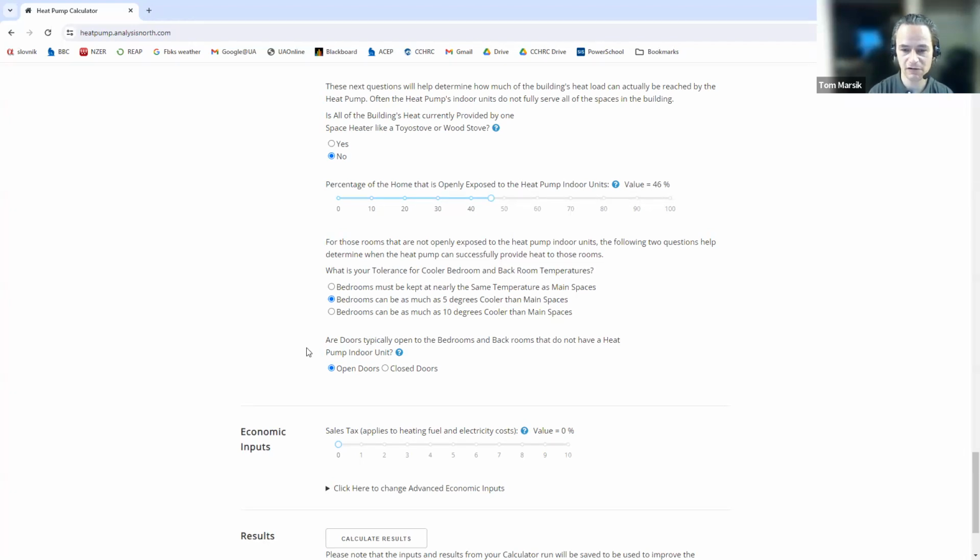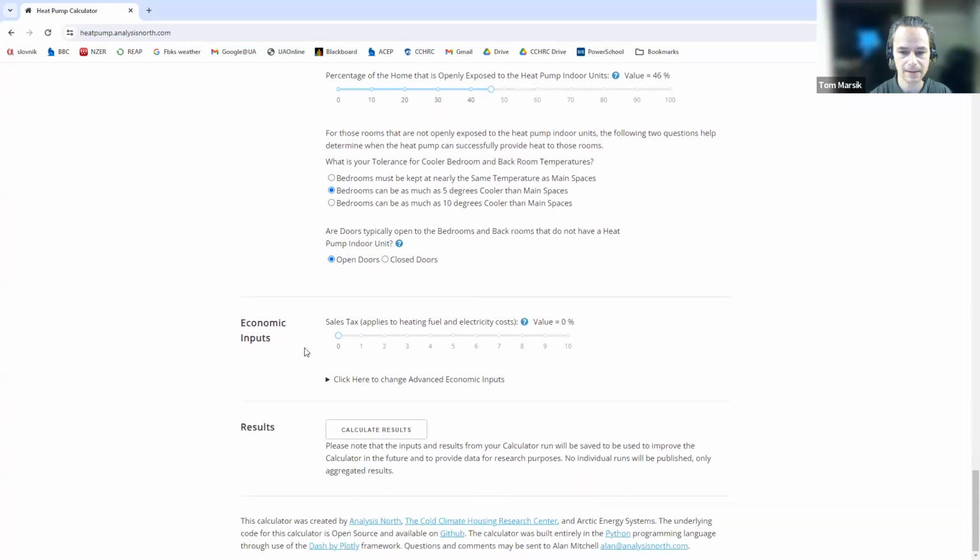Are doors typically open to the bedrooms and backrooms that do not have a heat pump in their unit? I'm going to go with the open doors because, again, that's going to determine how much of the heat from the heat pump in the main room is going to be able to get into those bedrooms and backrooms. Sales tax, I'm going to go with the default of 0%, and let's calculate the results.